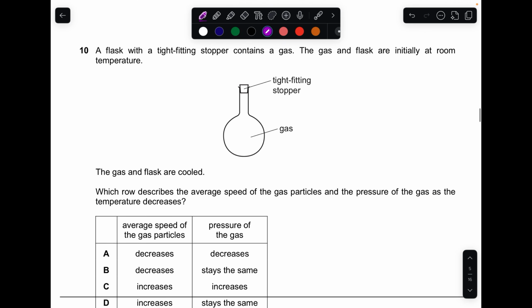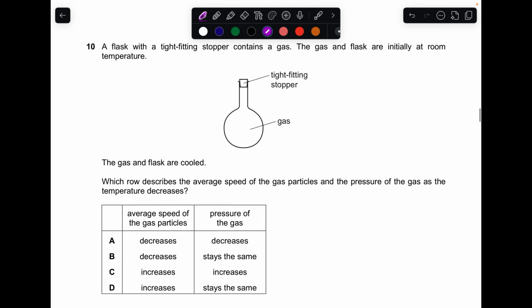A flask with a tight fitting stopper contains a gas. The gas and the flask are initially at room temperature. The gas and the flask are cooled. Which row describes the average speed of the gas particles and the pressure of the gas as the temperature decreases? Okay, when the temperature decreases, the speed will also decrease. You need to know that temperature is directly proportional to the kinetic energy. So if the temperature is decreasing, the speed will also decrease, and pressure is also directly proportional to the temperature. So both things will decrease. It's option A.